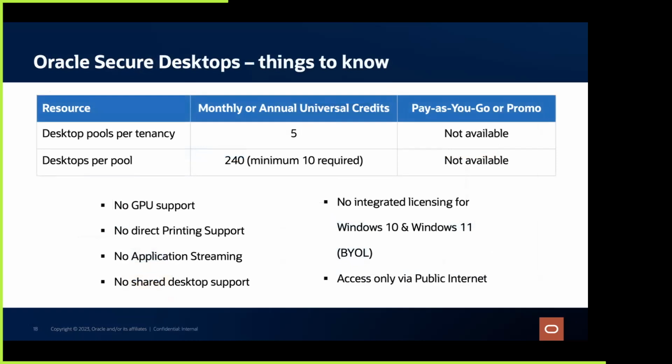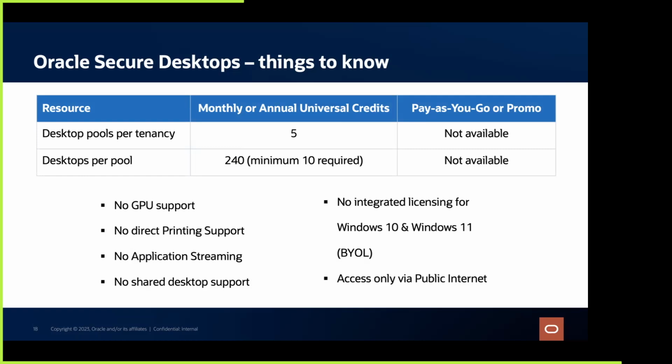A few things to know about the Oracle Secure Desktop service. By default, you have 5 desktop pools per tenancy. Of course, this is not a hard limit; it's a soft limit, so you can change that in the Oracle Desktop console. The maximum is 240 desktops per pool, and you have a minimum deployment size of 10 desktops per pool per month. That is really providing the base fee of the service. Pay as you go is not available on the service, so there's always a base fee assigned with the service, with desktop pools and pools per tenancy.